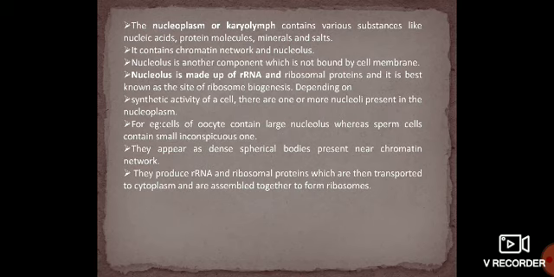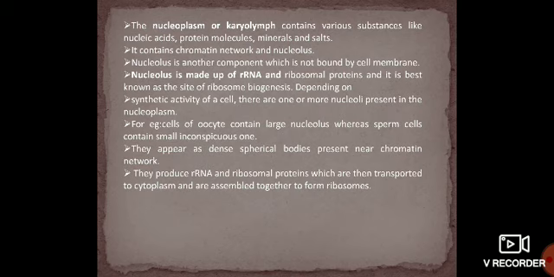Now, nucleolus is another component which is not bound by cell membrane. Nucleolus is made up of rRNA and ribosomal protein, and it is best known as a site of ribosomal biogenesis. That means nucleolus is helping for the formation of ribosome. Now, depending upon the synthetic activity of the cell, there can be one or more nucleoli present in the nucleoplasm. It depends. For example, cell of an oocyte contains large nucleolus, whereas sperm cell contains a small inconspicuous nucleolus.